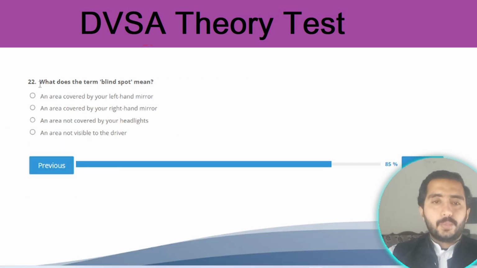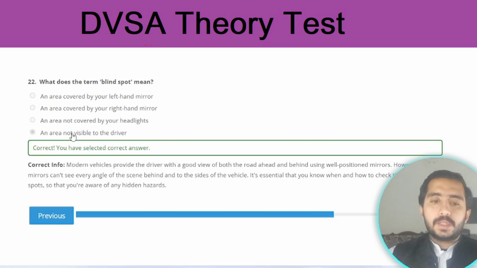Next question, question number 22. What does the term blind spot mean? It means an area not visible to the driver. The area which is not visible to the drivers is called a blind spot.